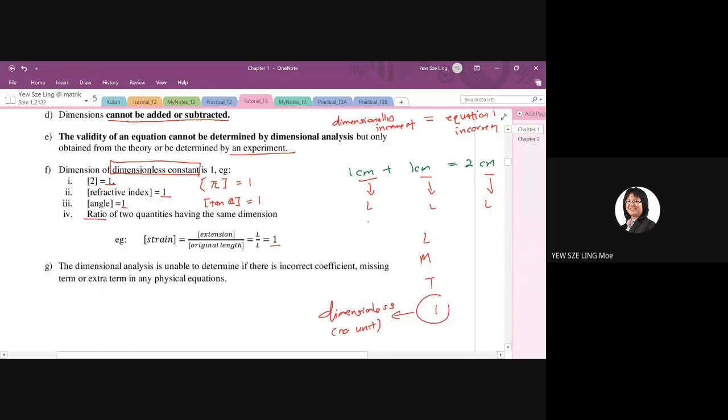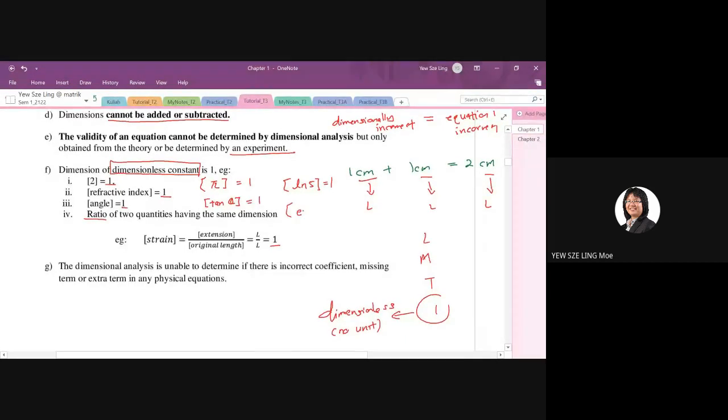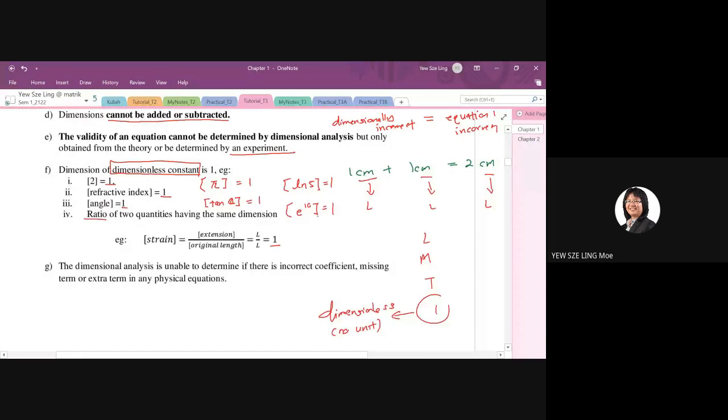Another possible situation is the exponential value or ln. Your ln, log, they are all dimensionless. For example, ln 5 is also equal to 1. Exponent 10 is also equal to 1 because all these are dimensionless. They have no unit. So even though they have ln, exponential, tangent, and so on, their dimension is always equal to 1.